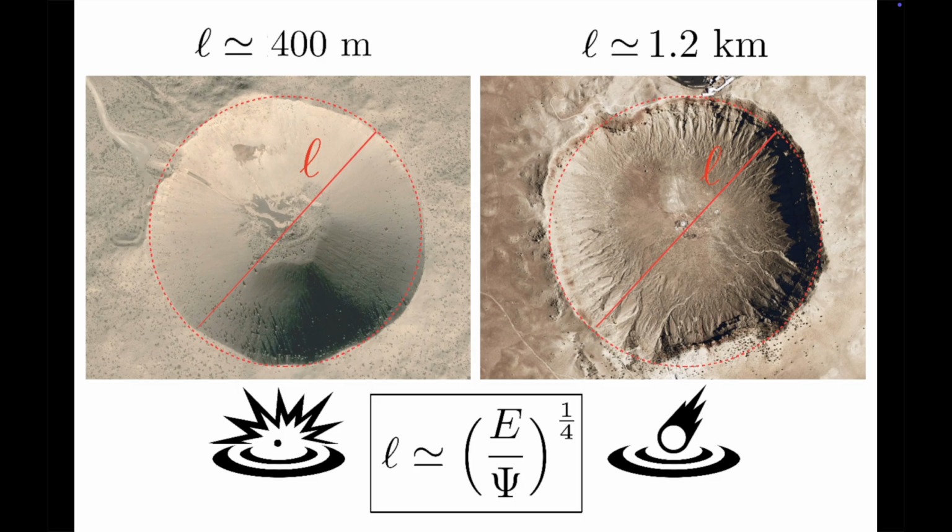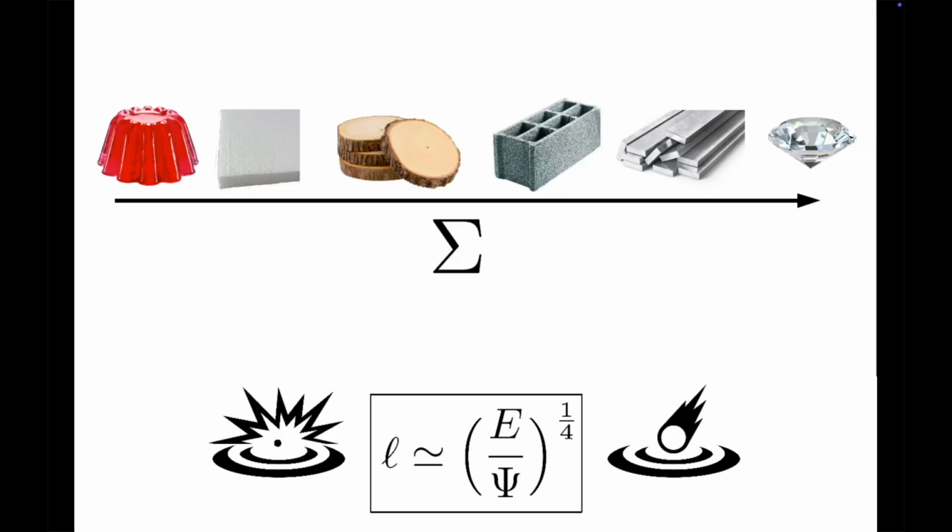There are a number of factors that could end up breaking this scaling in some circumstances. We'll consider just one such factor, the characteristic modulus of the ground, sigma. The scaling for the crater size at the bottom is independent of this elastic modulus. How could that be? Shouldn't craters in jello be different from those in steel or even diamond?